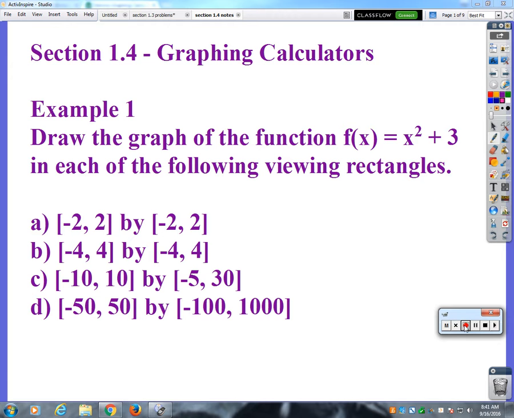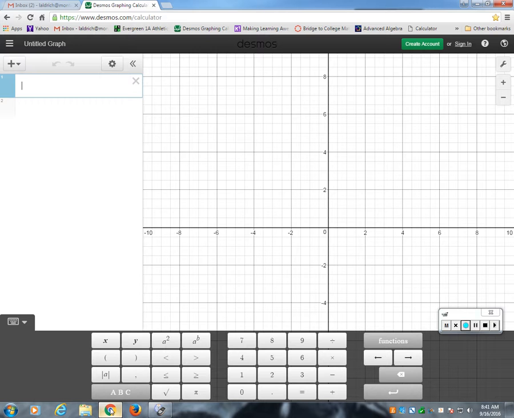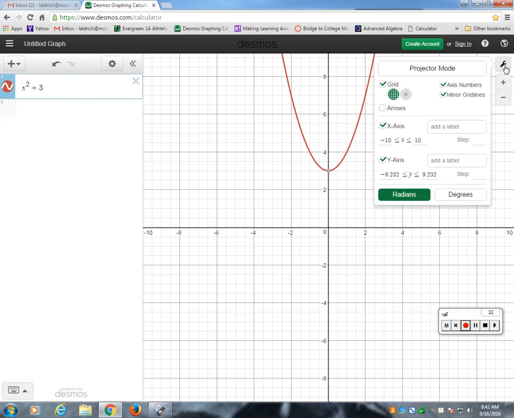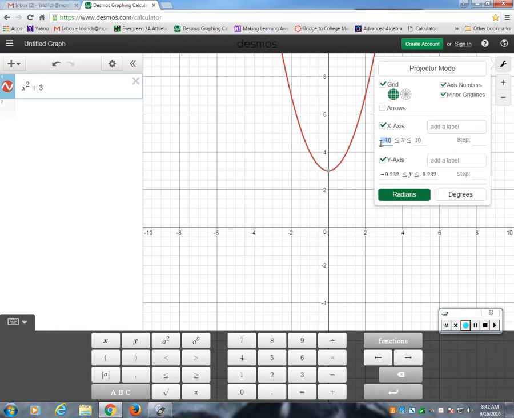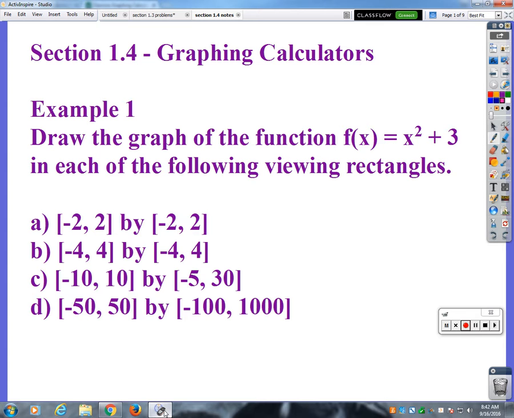So the first one says, draw the graph of the function f of x equals x squared plus 3 in the following viewing rectangles. So x squared plus 3 looks like this. If you go up to the tools here, you can highlight that and change it to what they want the window to be. Negative 2 to 2, negative 2 to 2, okay.